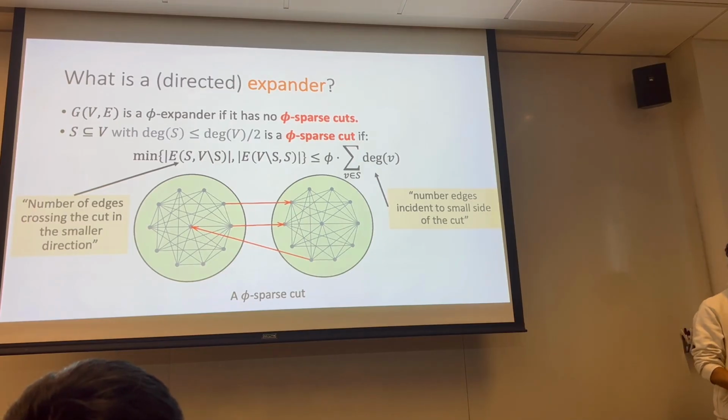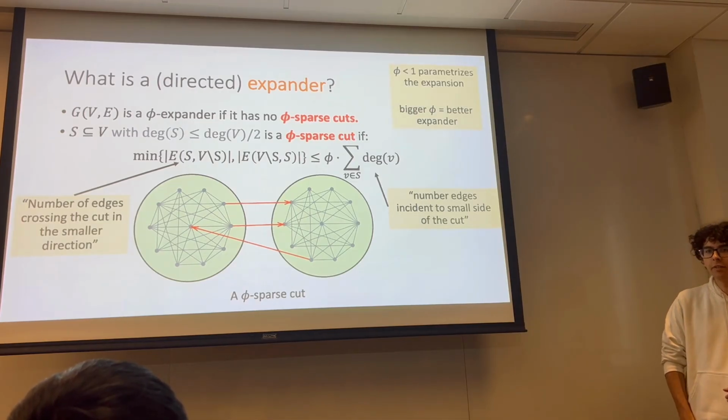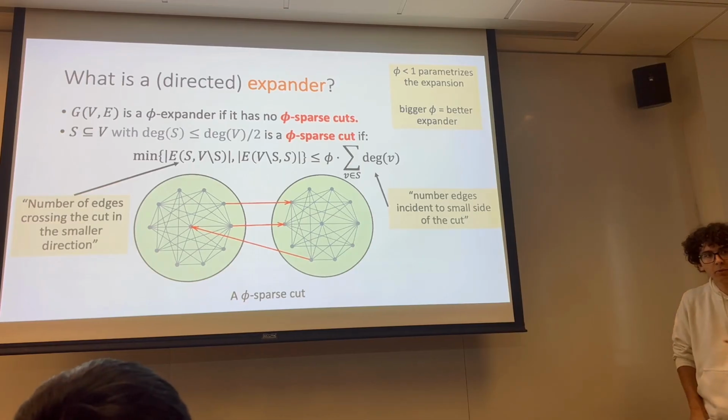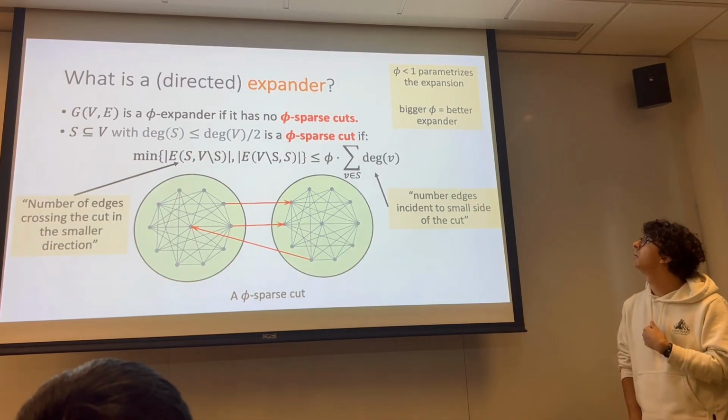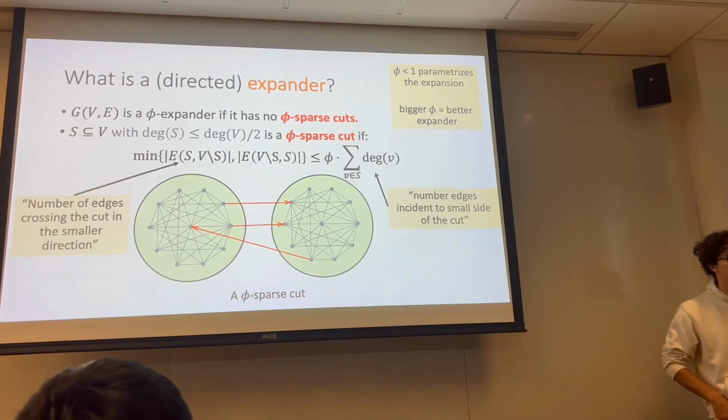Okay, and something which confused me when I started thinking about expander decompositions was this parameter phi, so I want to say a little more about it. So phi is just the quality of the expansion. It's something which is less than 1. And the bigger the phi, closer to 1, the better an expander. And for the purposes of this talk, we should think of phi as like 1 over polylog n. That's like the right regime for applications.